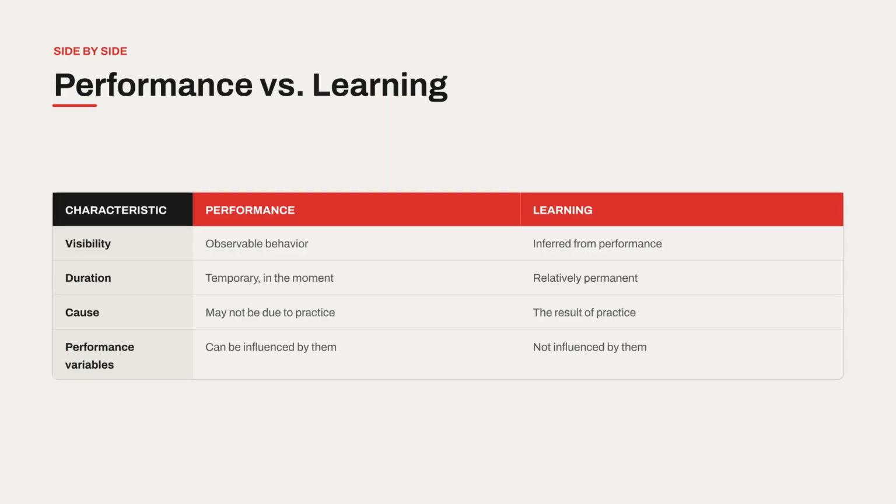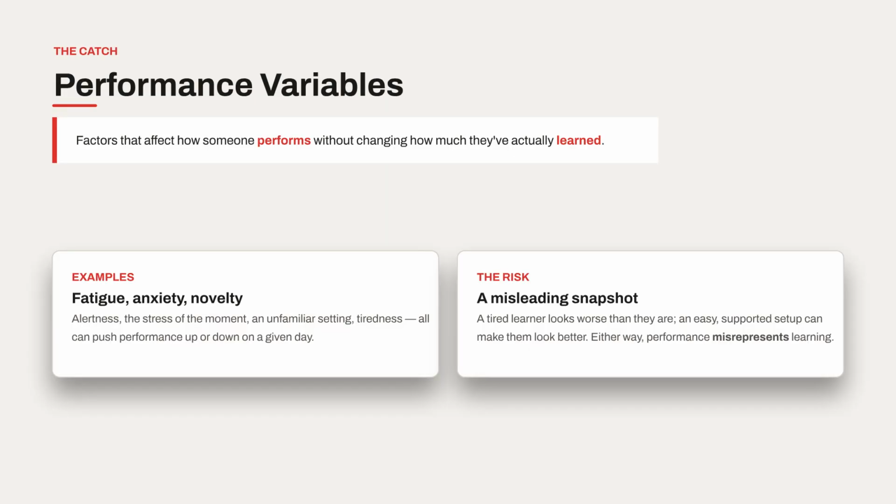And the last row is the subtle one, but maybe the most important. Performance can be influenced by performance variables, those temporary factors we're about to discuss, whereas true learning is not influenced by them. If you internalize this one table, you'll already think more clearly about assessment than most people do. The whole game is recognizing that what you see, performance, is an imperfect, fluctuating window onto what you actually care about, learning. Now let's name the troublemakers directly.